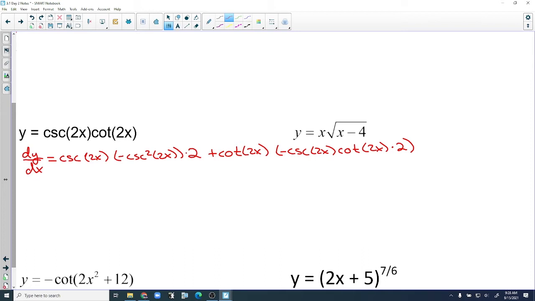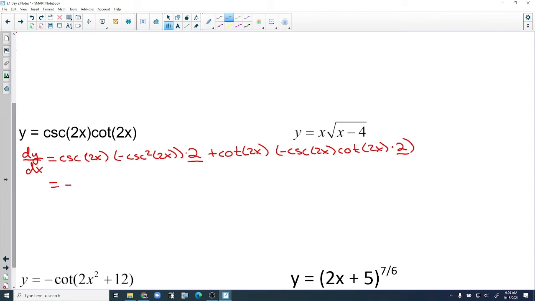The derivative of cosecant is negative cosecant cotangent. The derivative of the inside is 2. So the chain rule is happening right there. There's the chain rule. Times 2. Did you forget your times 2s? Probably, maybe. Don't forget those. That's easy to forget.